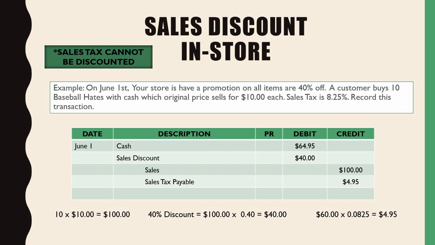Okay? And that's where I have to figure out what my tax is. $60 is the actual sales after the discount. Multiply by the 8.25%, and you're going to get $4.95. So that means at the end of the day, you should get a total of $64.95 in cash. Okay? All right?